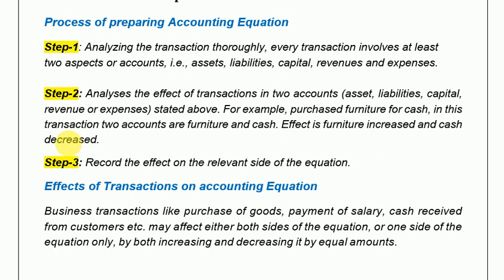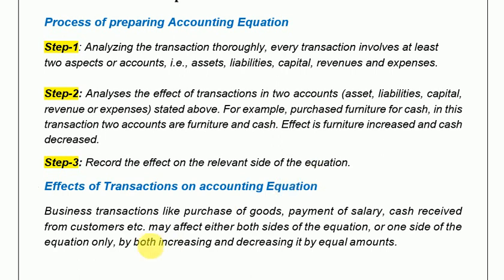Now we come to step 3, that is to record the effect on the relevant side of the equation. Relevant side means the asset side or the liabilities or capital side. So we have to record the effect of these transactions on the relevant side of the equation.